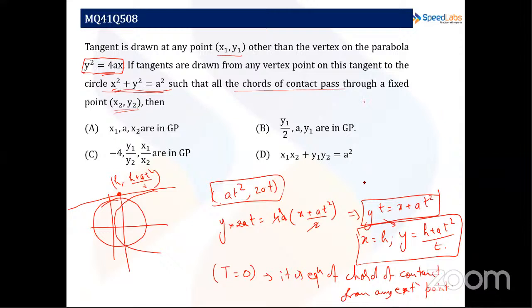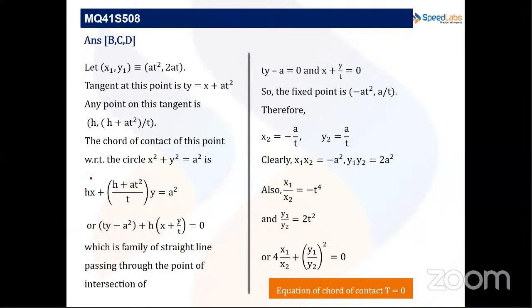So in this, we have the equation of the circle x² + y² = a². So x1 is h, and y1 is (h + at²)/t, giving hx + y(h + at²)/t = a². Now on solving this equation and rearranging it, we will get (yt − a²) + h(x + y/t) = 0. See, h is any point, h can be any real number.